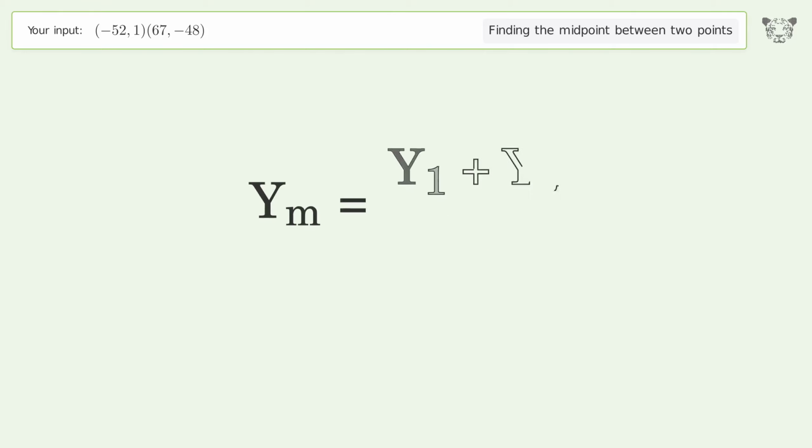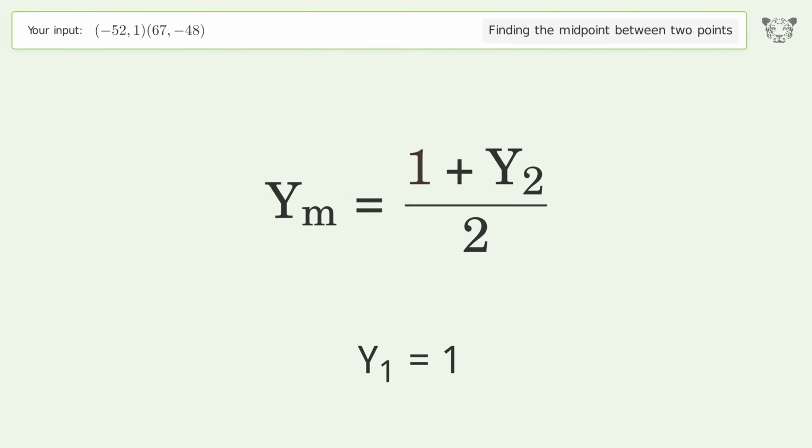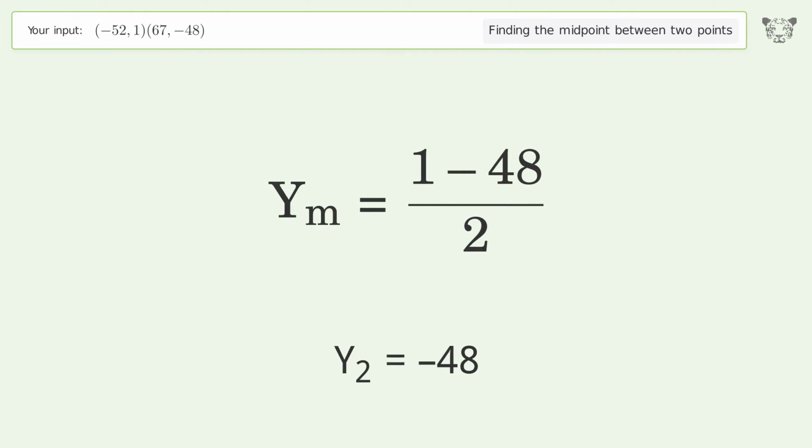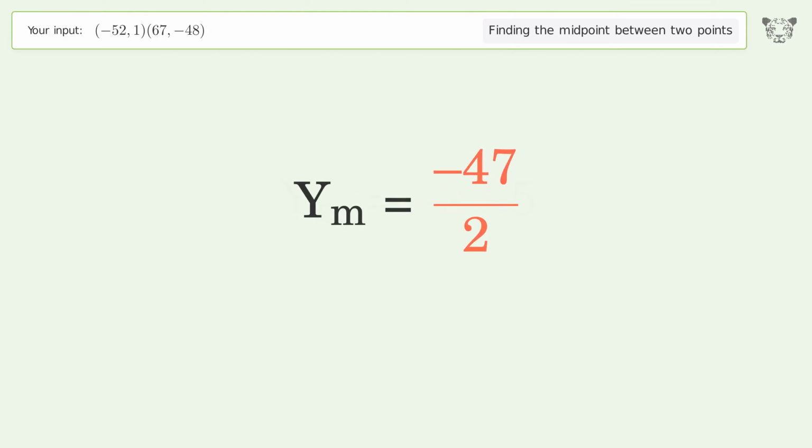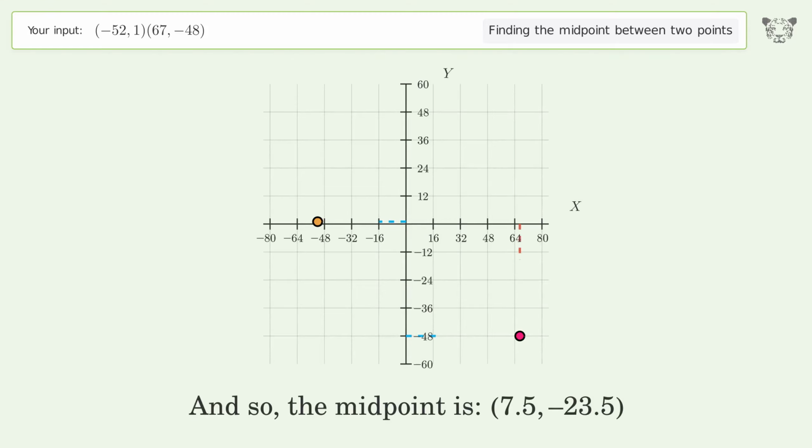Use the y values in the midpoint formula to find the midpoint's y. y1 equals 1. y2 equals negative 48. Simplify the arithmetic. And so, the midpoint is 7.5, negative 23.5.